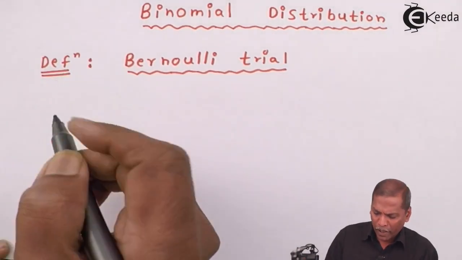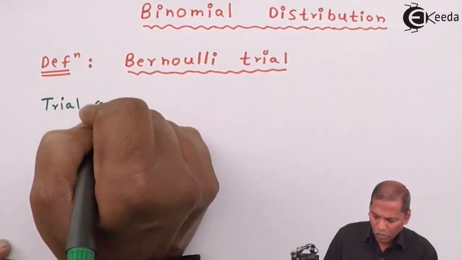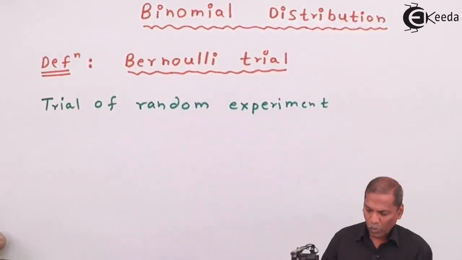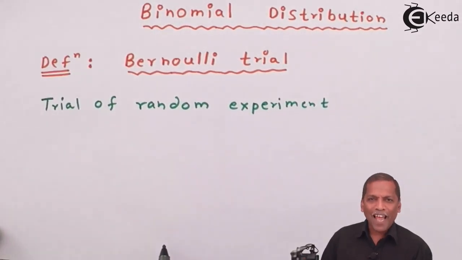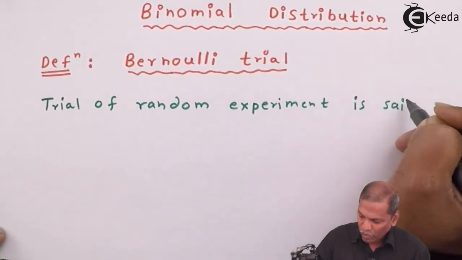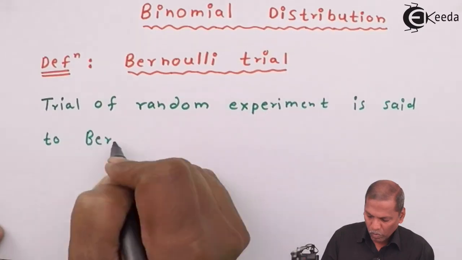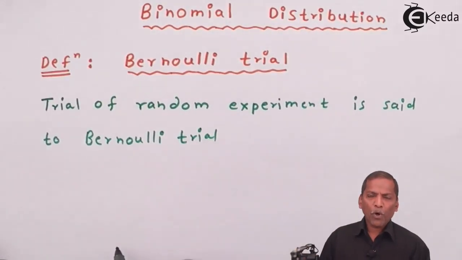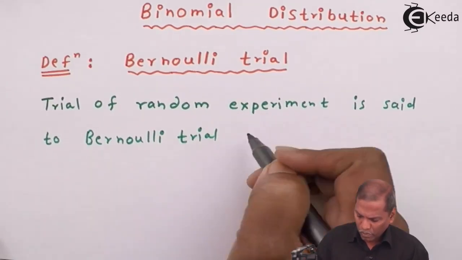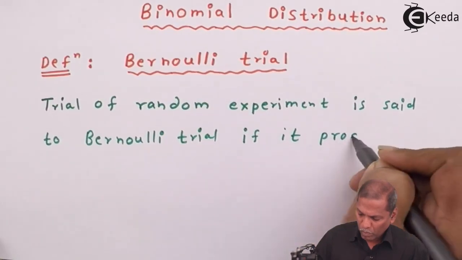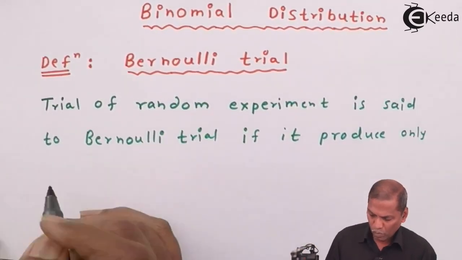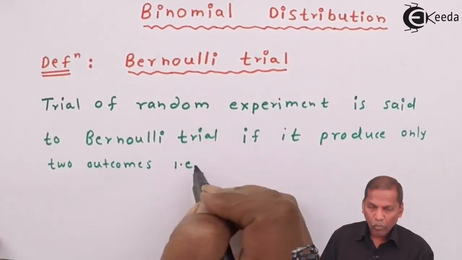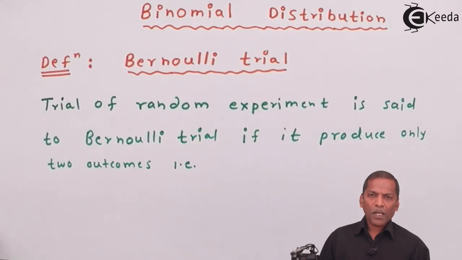Trial of a random experiment is said to be a Bernoulli trial if it produces only two possible outcomes, that is success and failure.